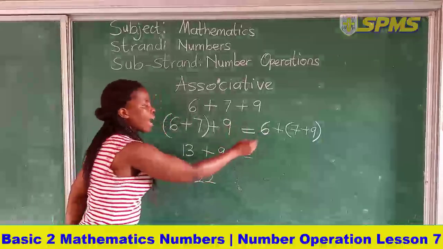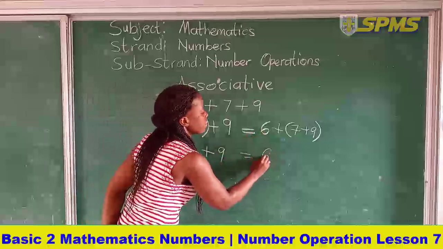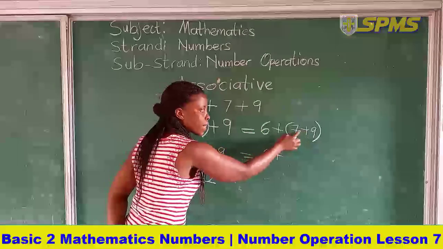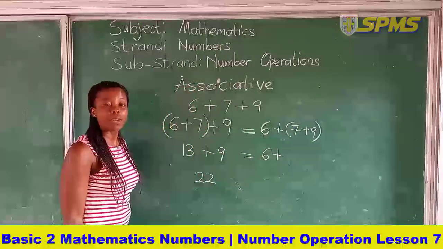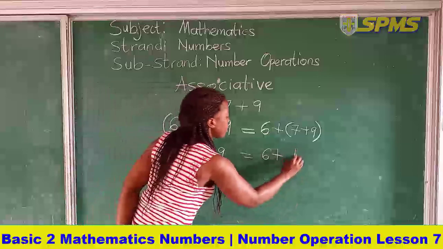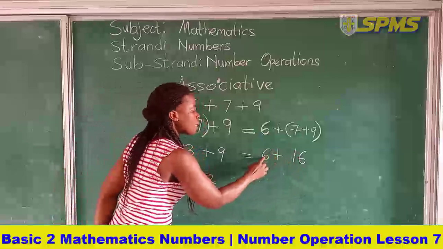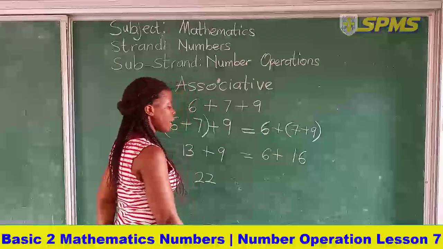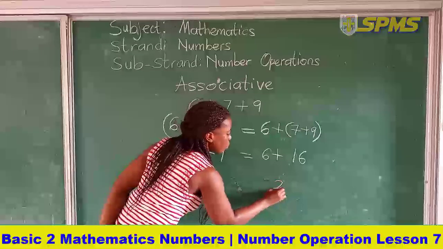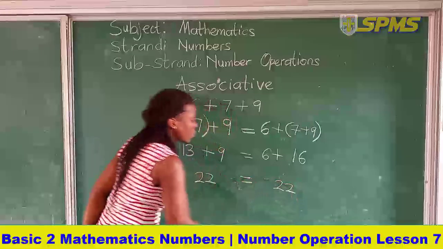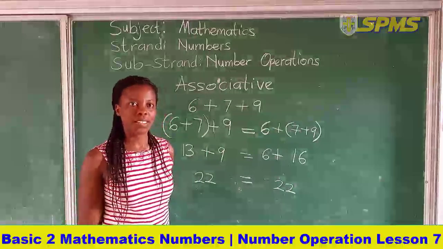Let's add the other ones at the other side. So you have your 6 outside, you add your numbers in the bracket. So 7 plus 9 or 9 plus 7 will give you 16. So add your 16 to 6 or 6 to 16. What will you get? You still get 22. Hope you understand what we are doing.